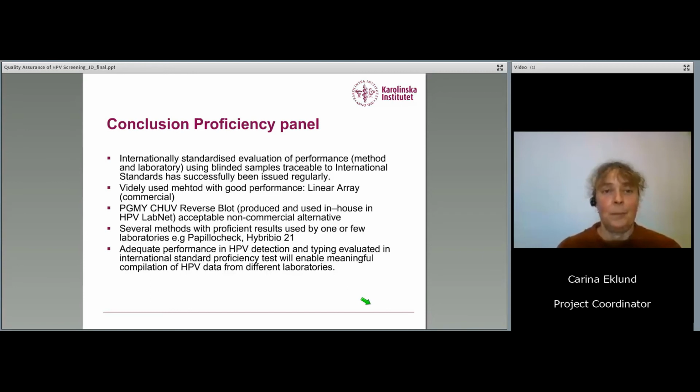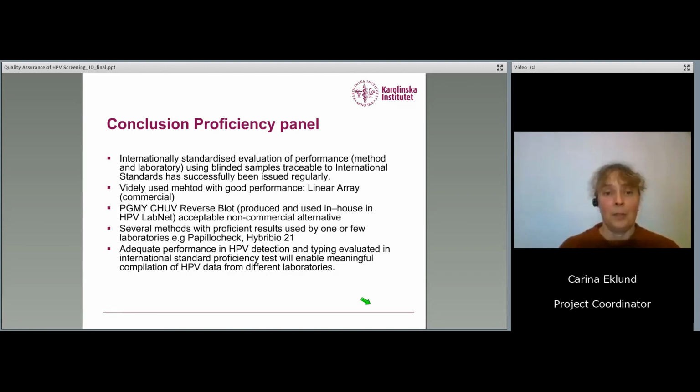So as a conclusion, proficiency panel testing, the internationally standardized evaluation of performance using both a method and laboratory, using blinded samples traceable to international standards, has successfully been issued regularly. A widely used method with good performance is linear array. There is also a good alternative that is an in-house method that we call Pygmy Tube that was established by the WHO HPV LabNet. This is an acceptable non-commercial alternative.